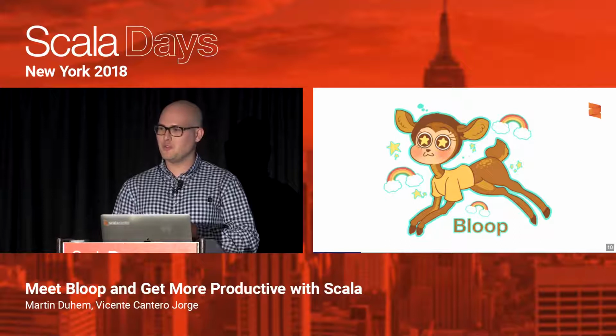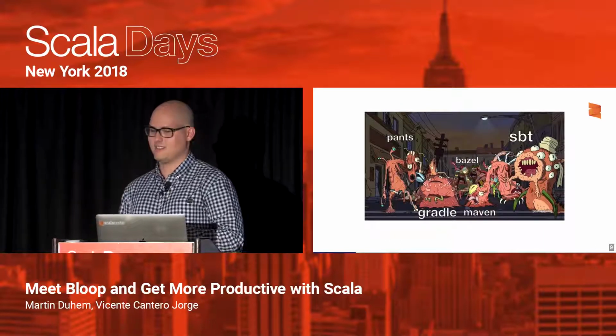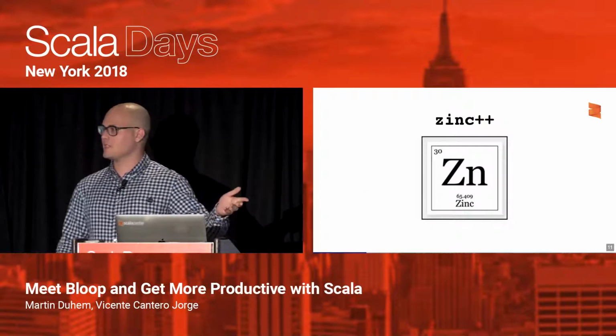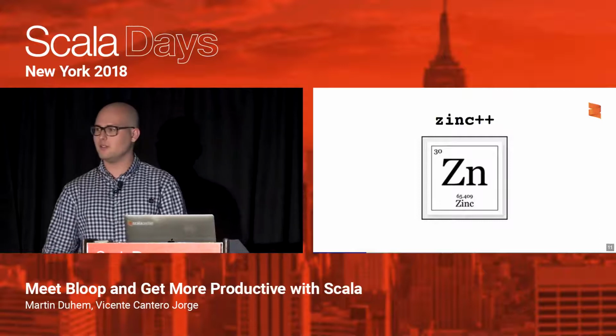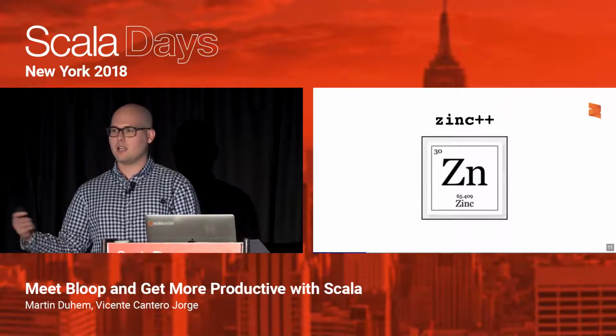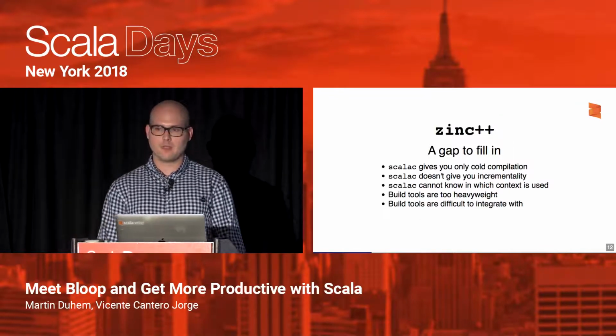But we want you to picture Bloop as this faun and not as this beast, right? So you can think of Bloop as a Zinc++. Zinc is a Scala incremental compiler. So what we've done is we've added several layers on top of it to provide a lot of functionality that we'll be talking about in the next slides.